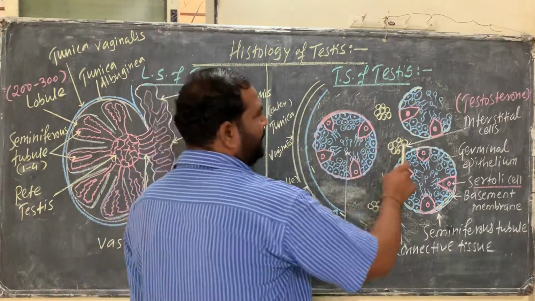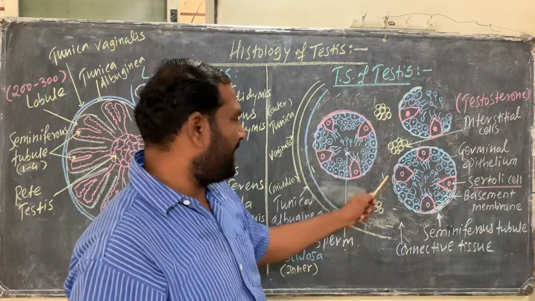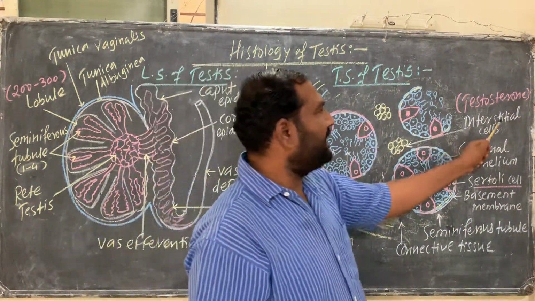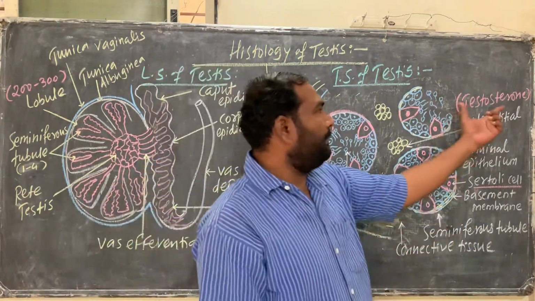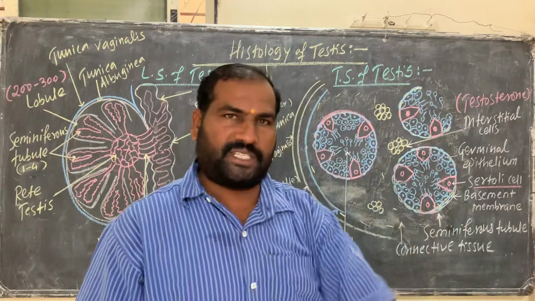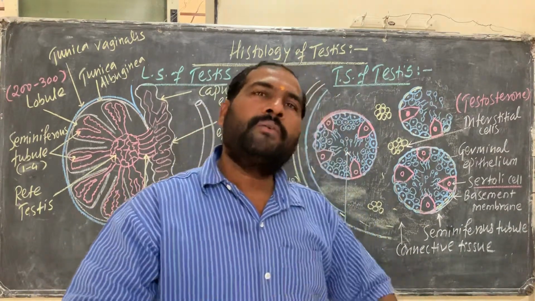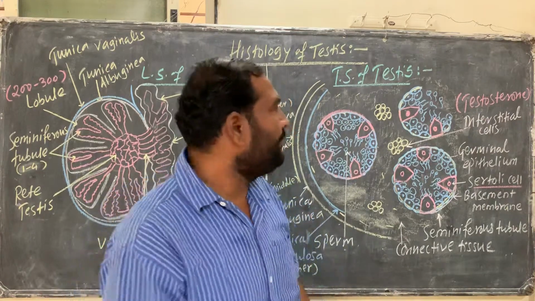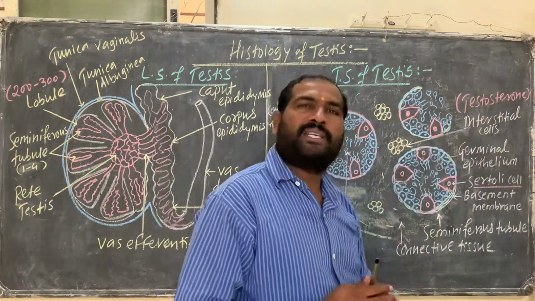In that there is the presence of interstitial cells. So here the yellow colored cell is shown. That is the interstitial cell, and it plays an important role, as it produces the hormone testosterone. So the testis produces the hormone testosterone. Which cells of the testis? That is the interstitial cell that produces the testosterone.